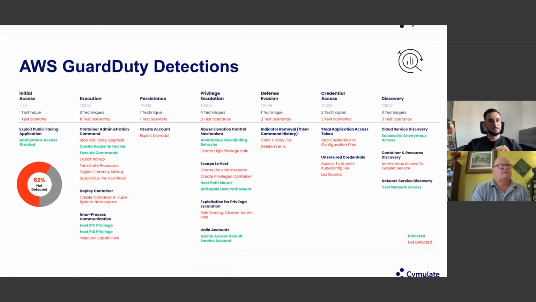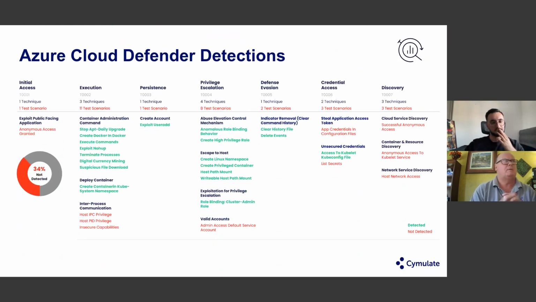Yeah, obviously Azure was leading in terms of the security controls here, detecting 66% of the 29 different threat scenarios that we executed against it. Some of those techniques, though, getting through to discovery and the ability to really understand what's going on in your K8s environment, we would want to see more of those detections within whatever tooling we're running.